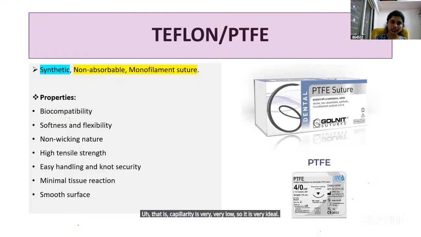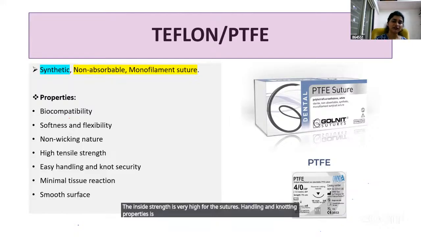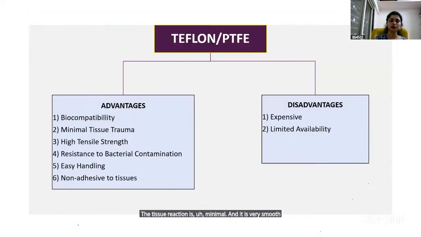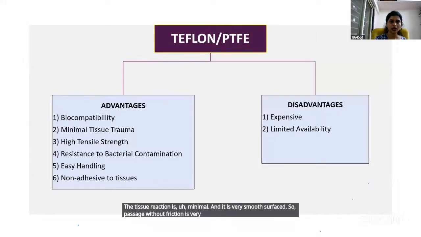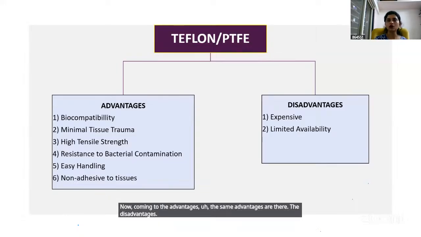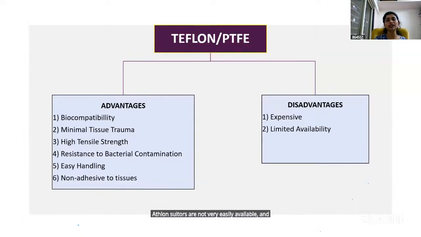The tensile strength is very high. Handling and knotting properties are very, very good. The tissue reaction is minimal and it is very smooth surfaced, so passage without friction is very easy. Now coming to the advantages, the same advantages are there. Coming to the disadvantages, Teflon sutures are not very easily available and they are very, very expensive.